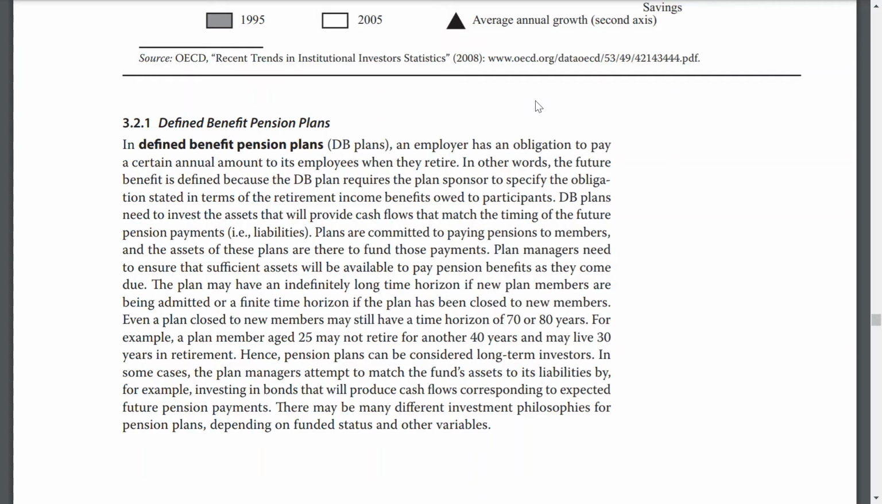In some cases, a plan manager attempts to match the fund's assets to its liabilities by, for example, investing in bonds that will produce cash flows corresponding to expected future pension payments. There may be many different investment philosophies for pension plans depending on fund status and other variables.